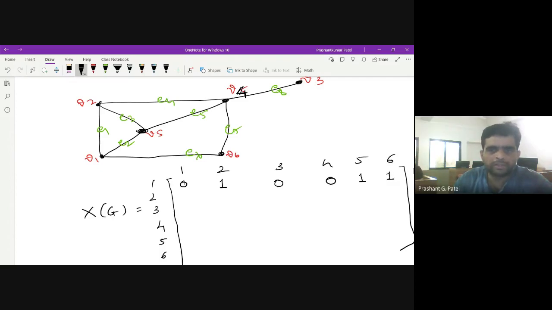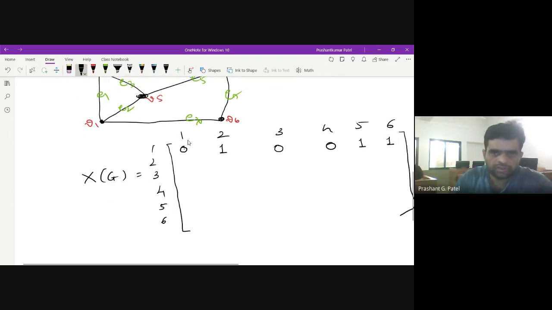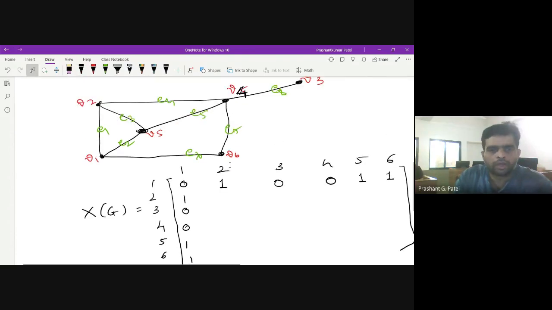2 to 1, so it is a symmetric matrix. Whatever quantity is in the first row, the same quantity will come into the column also. Now 2 to 2 is 0 because there is no loop. 2 to 3, there is no edge. 2 to 4, there is an edge. 2 to 5, there is an edge. 2 to 6 is no edge. So this should be copied: 1, 0, 0, 1, 1, 0.